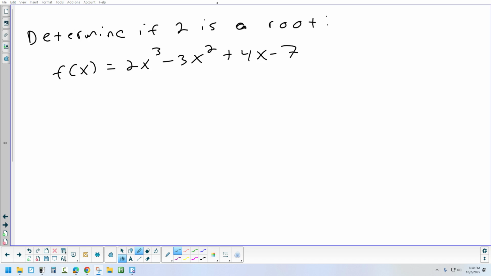Okay, so what is equivalent to proving 2 is a root? Something else I can do, but it means the same thing as 2 is a root. Yeah? Saying the factor is x minus 2. Right. Instead of proving that 2 is a root, let's prove x minus 2 is a factor. So if we can show that it's a factor, then it means 2 is a root. How do I prove that x minus 2 is a factor?